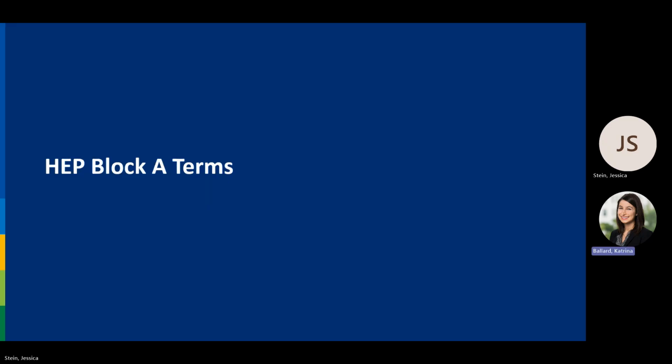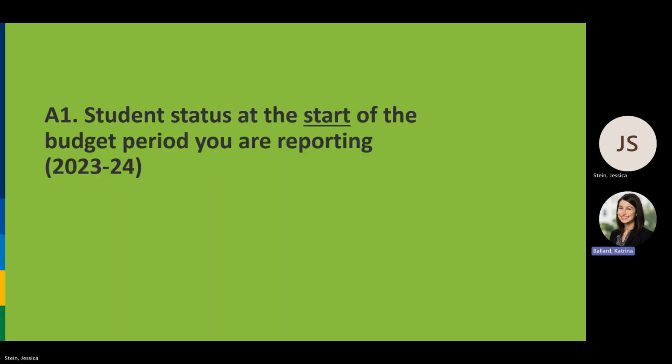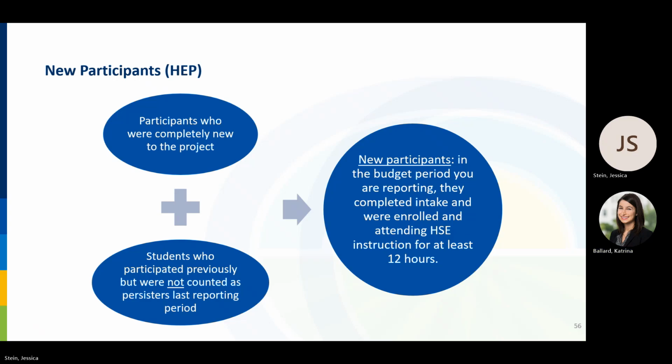Okay, so we'll go into the Block A terms for HEP, starting with the student status at the start of the budget period you are reporting, which for us now is 2023-2024. So this is section A1. So new participants for HEP. They completed intake and were enrolled and attending HSE instruction for at least 12 hours in the budget period you are reporting.